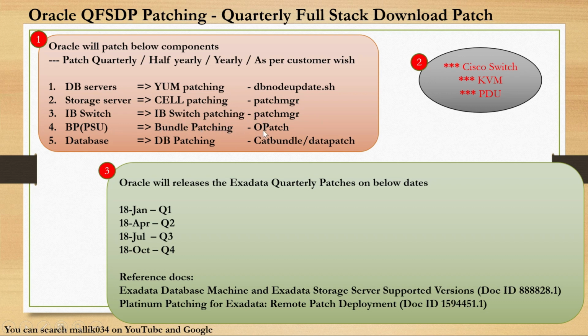The bundle patching can be done using Opatch, and this DB patching, database patching, can be done using cat bundle or data patch. So these are typically the components Oracle will patch whenever you request any patching.